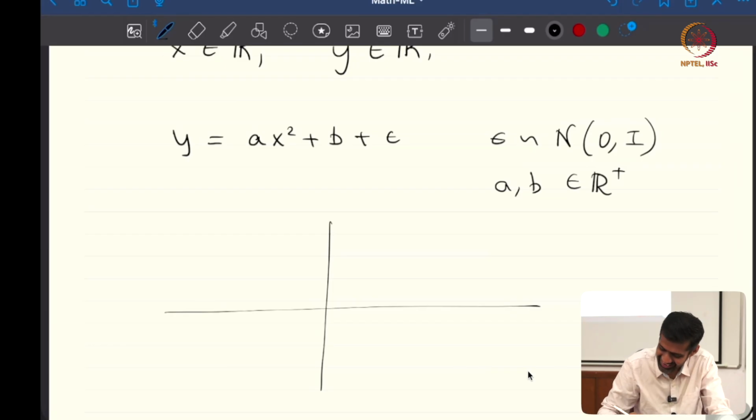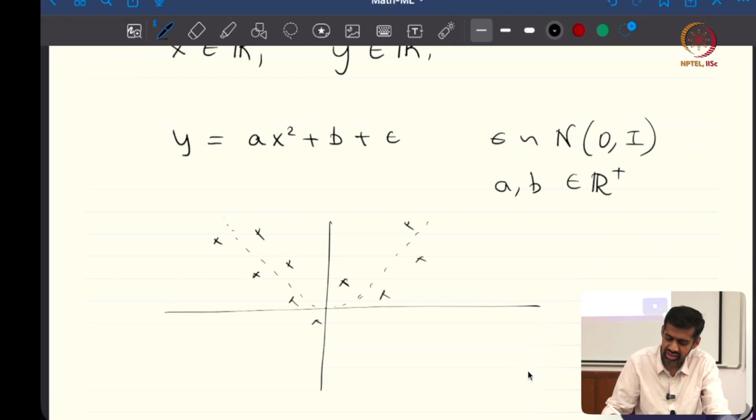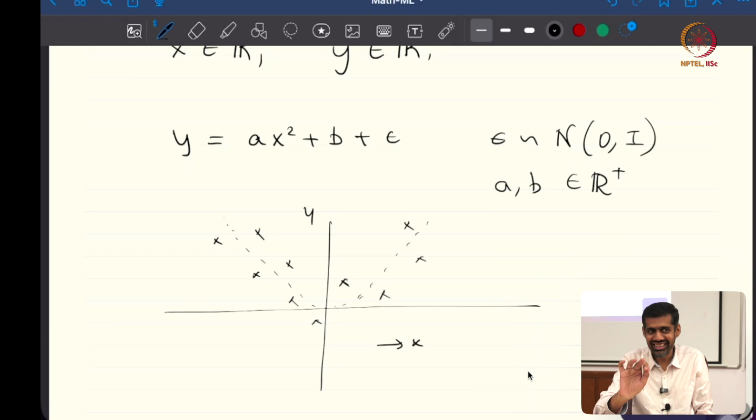Okay, let me draw that data. Okay, these are my data points. How many of them do I have? So this is x and this is y, and we have 1 2 3 4 5 6 7 8 9 10. Okay, 10 data points. I'll tell you why I counted that in a while. There are 10 data points in my data set. Okay, and this is how it is.